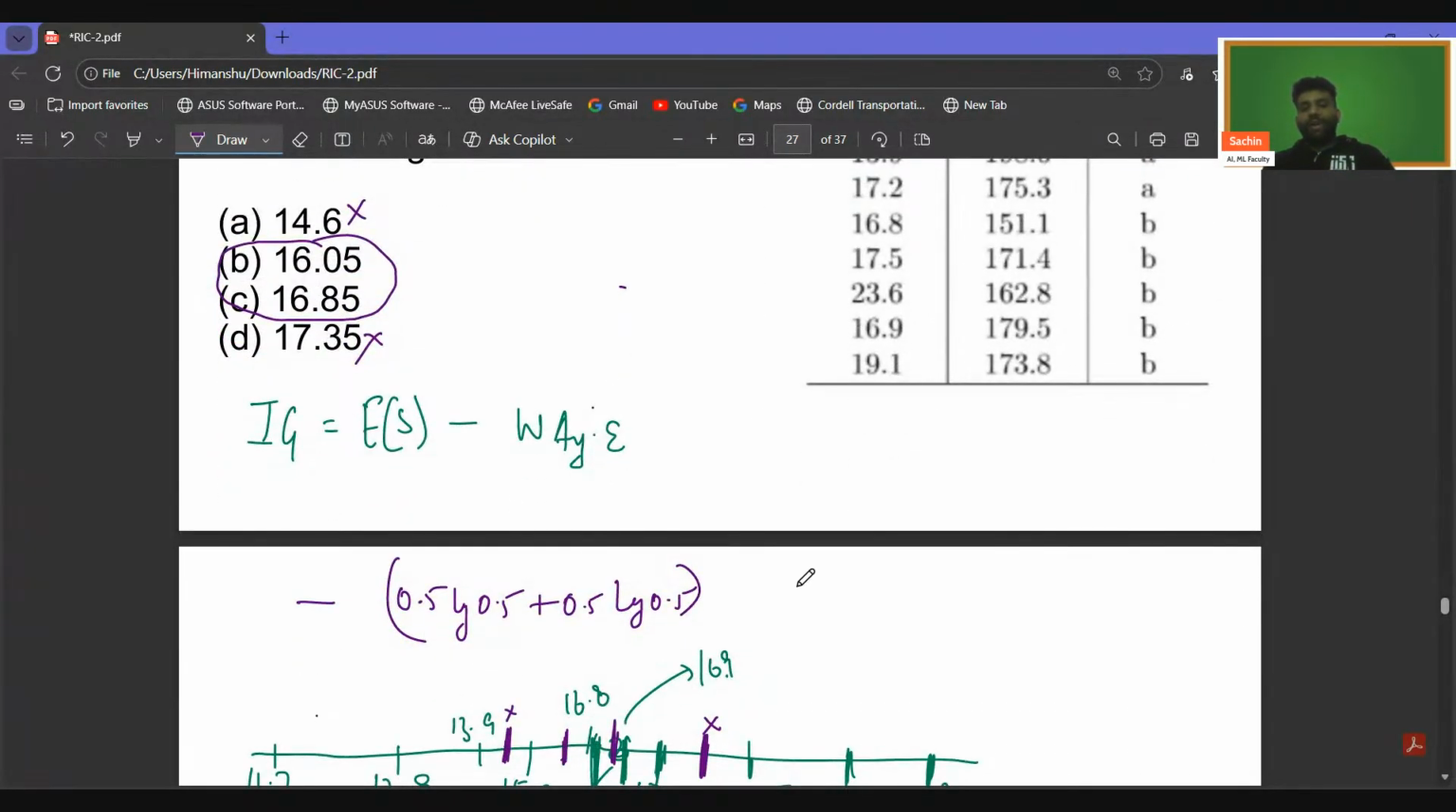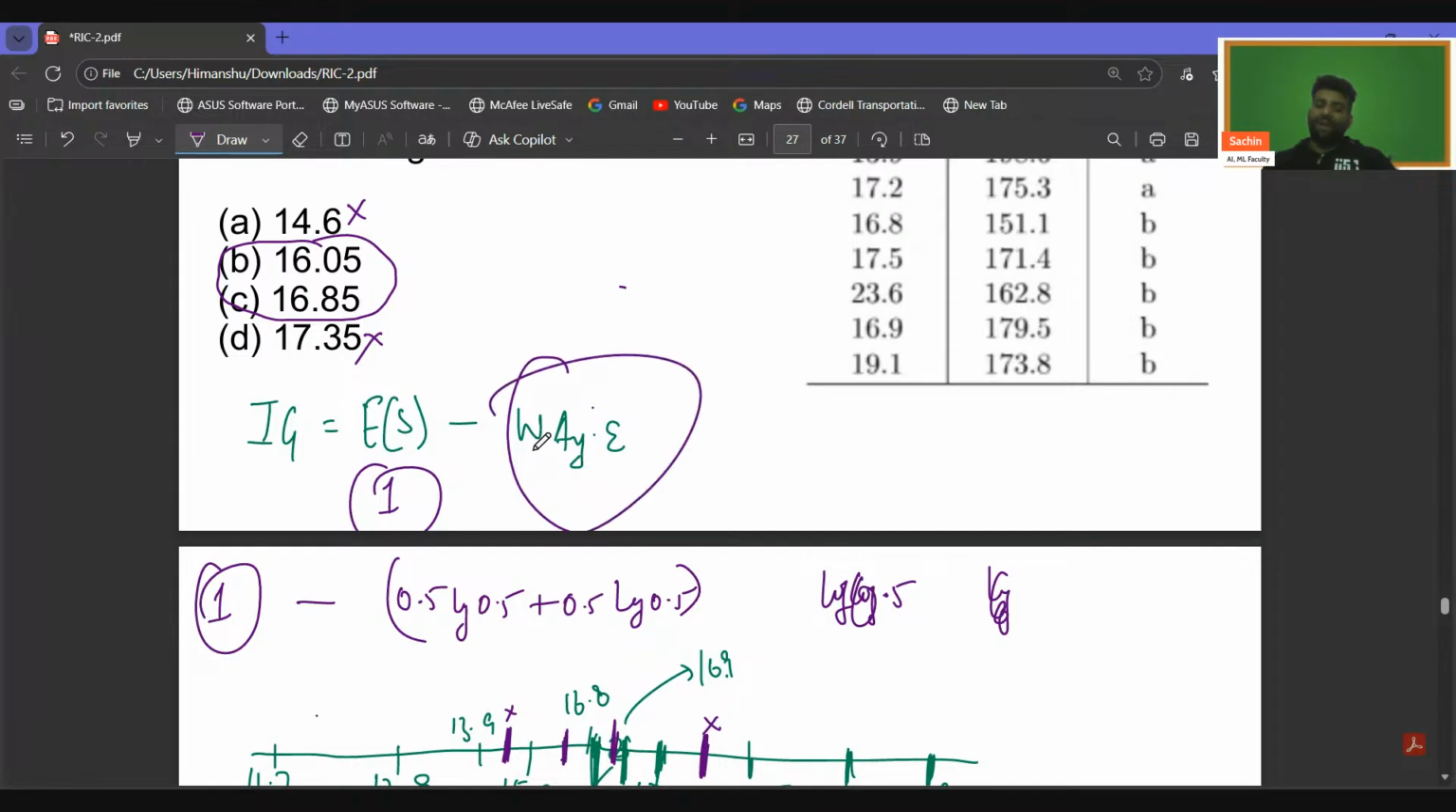What I'm going to get is log 0.5, which is going to get me log 1 by 2. It's going to be 1 only, so this entropy is already 1. I just need to think about this one being minimal. Wherever this would be minimal, I'll be getting my answer.